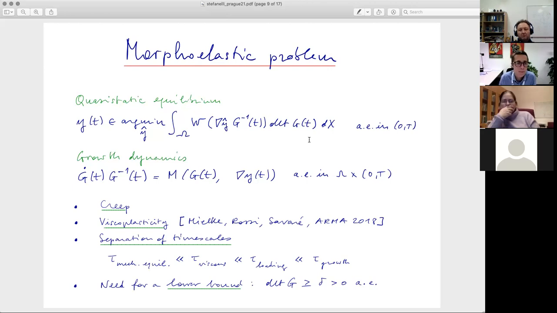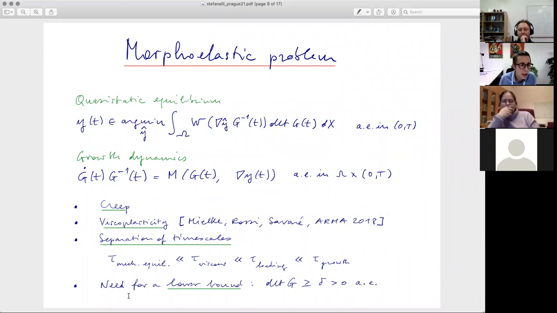Let me talk about the separation of timescales a little bit later, and let me talk again about this determinant business here. Of course, if you see the determinant showing up in the energy, then you will have trouble. You have to find a way to bound the determinant from below. Otherwise, your energy will not be coercive the way you want it to be. So let's keep this in mind: at some point we will have to have a lower bound on the determinant almost everywhere in space and time.